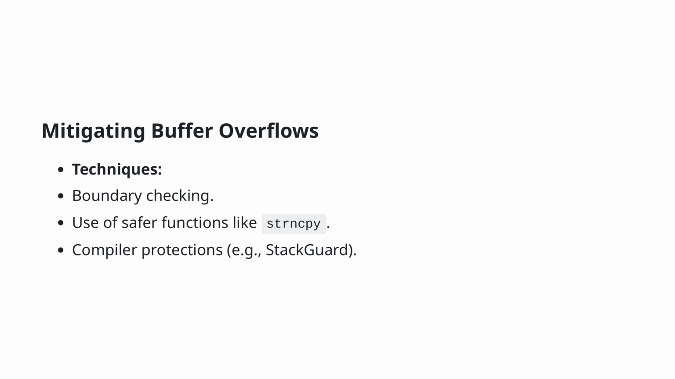On this slide, we'll explore strategies to mitigate buffer overflows. Here are three key techniques. 1. Boundary checking, ensuring that any data written to a buffer does not exceed its allocated size. This requires strictly defining and checking the boundaries of the buffer before writing data to it. 2. Safer functions. Instead of using functions like strcpy, which don't check the buffer size, opt for safer alternatives such as strncpy, which limits the number of characters copied to the size of the destination buffer, preventing overflow.